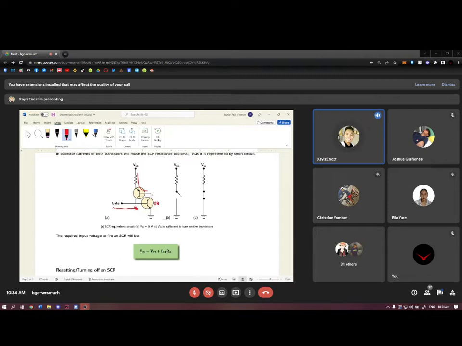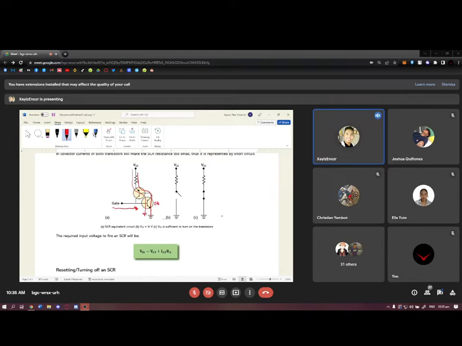Kasi naka-turn on na to. So pag wala kang nilagay na voltage dito, initially zero yung gate voltage, naka-open sila pareho. Once na naglagay ka ng voltage sa gate, mata-turn on si NPN transistor, thus mata-turn on din si PNP. So yung flow ng current is maging from VCC papunta dun sa ground.